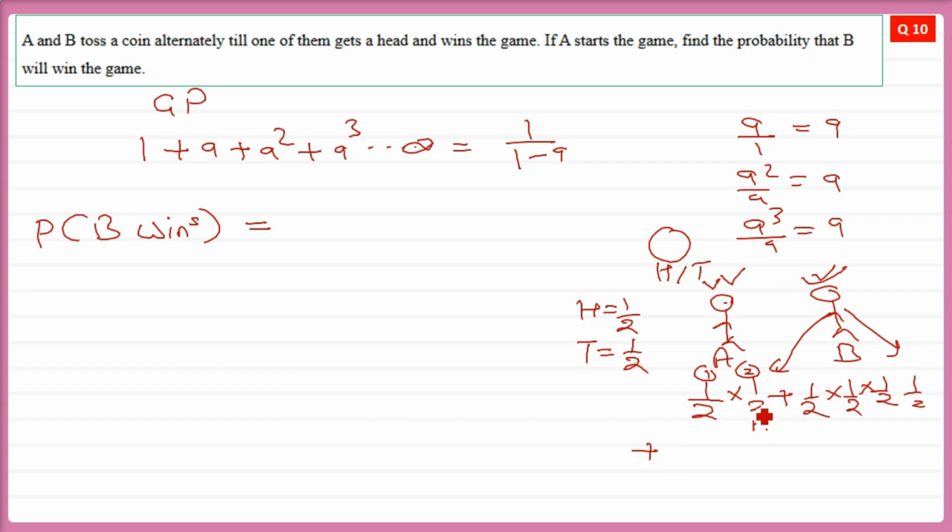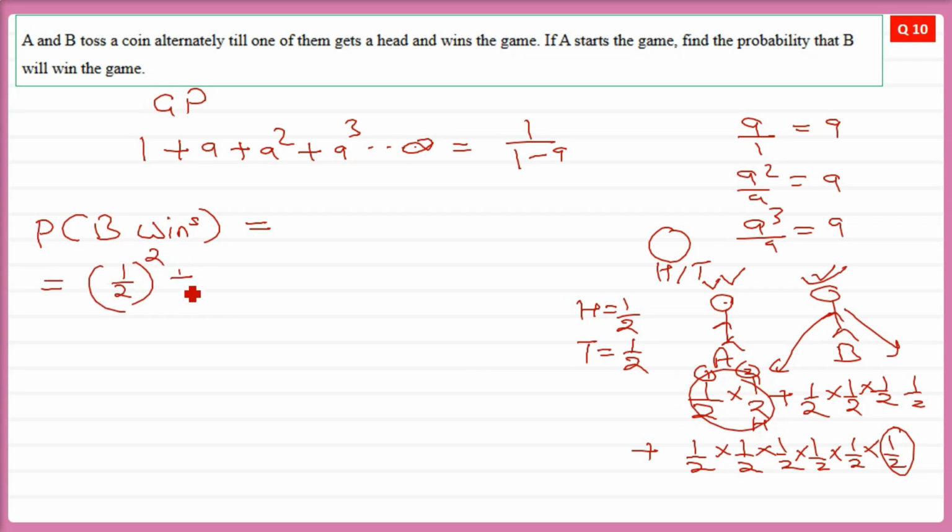So it will be 5 tails now, followed by 1 head. So tail A, tail B, tail A, tail B, tail A, then B head. But here head and tail probability both are half. In other questions it can be different, but this half is all about head and tails. So the first one is half into half, that can be written as half square. The second one is half into half into half into half, that is 1/2 raised to power 4. Then 1/2 raised to power 6, 1/2 raised to 8, power 10, power 12, like this it will go on and on.